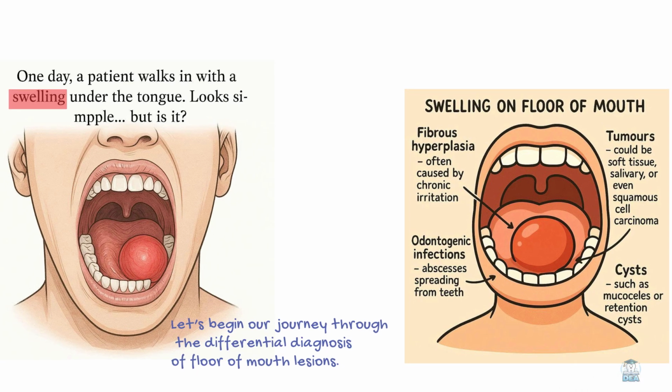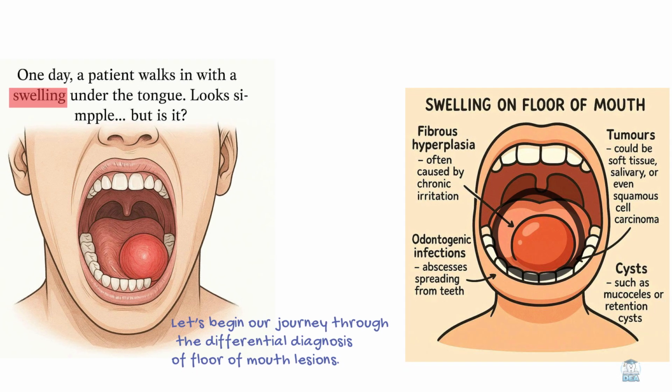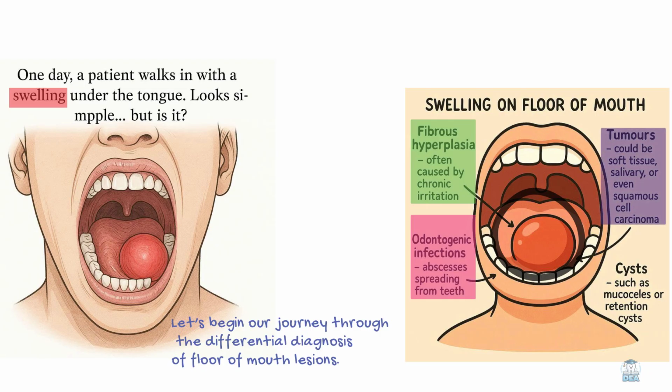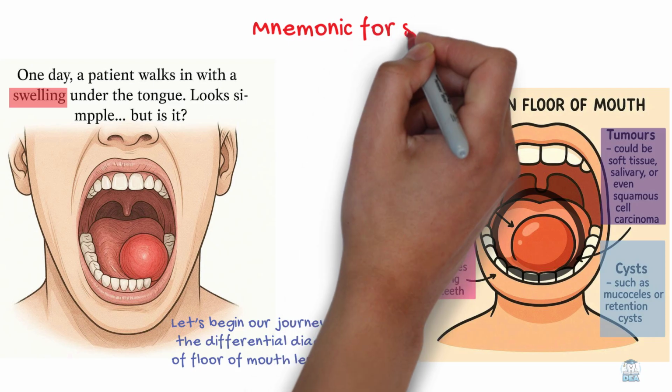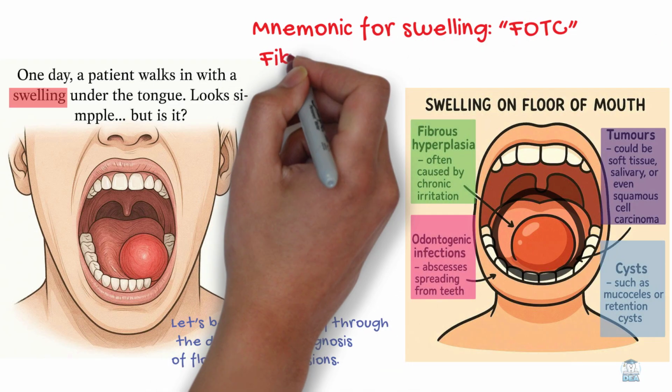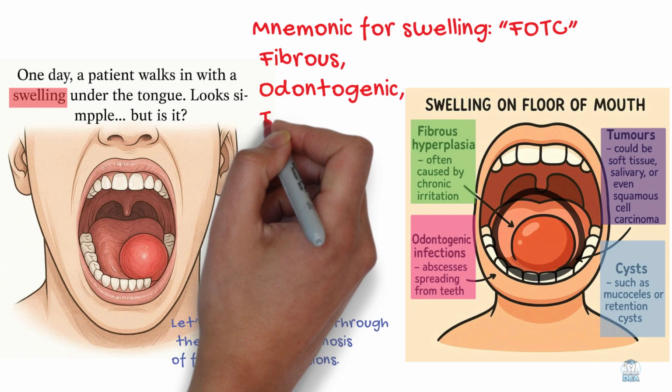When you find a swelling, several possibilities come to mind. It could be fibrous hyperplasia caused by chronic irritation, or maybe an odontogenic abscess spreading from an infected tooth. Sometimes it could be a tumor, soft tissue, squamous cell carcinoma, or a salivary gland lesion. And don't forget cysts, like mucocele or retention cysts. To remember these causes, think of the mnemonic FOTC: fibrous, odontogenic, tumor, cyst.